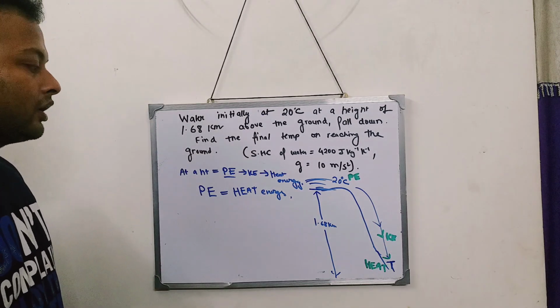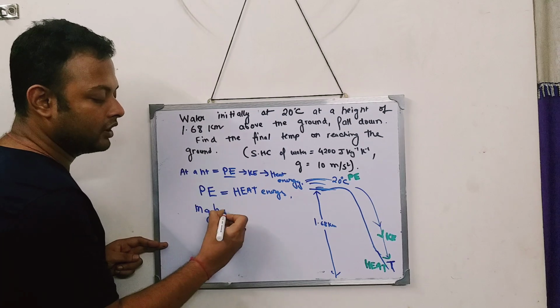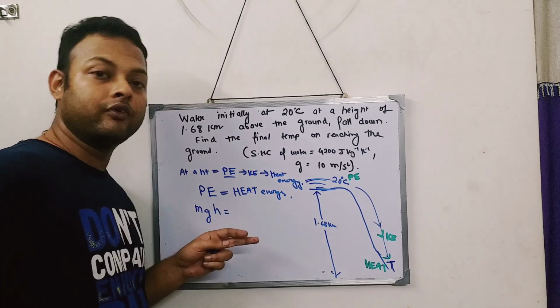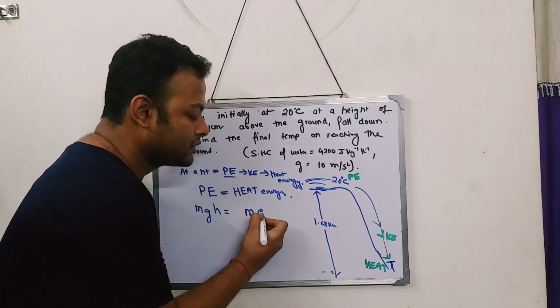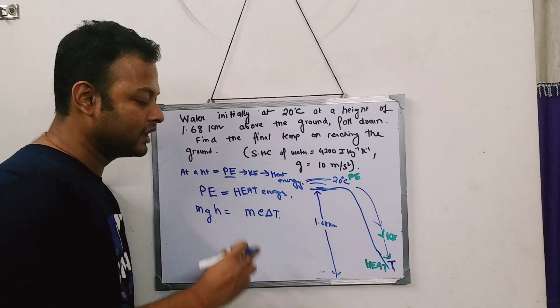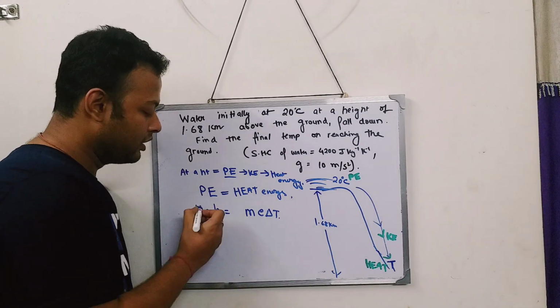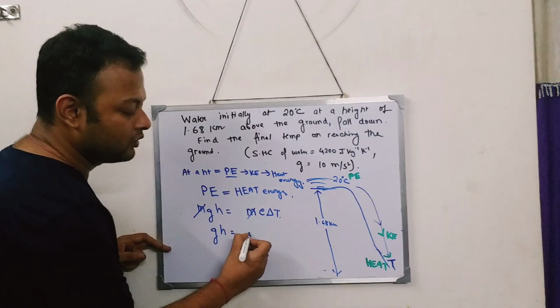Okay. Now what is the potential energy formula? MGH. And what is the formula for heat energy? Heat energy formula is mc delta T. We know the amount of heat required or heat given out is given by the formula mc delta T. Now this m and m cancel. So your GH is equal to C delta T.